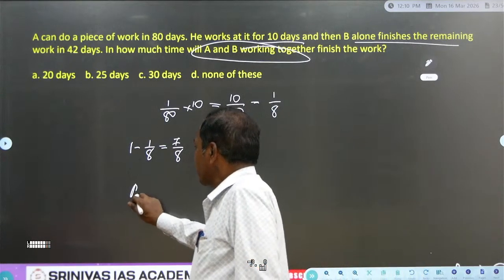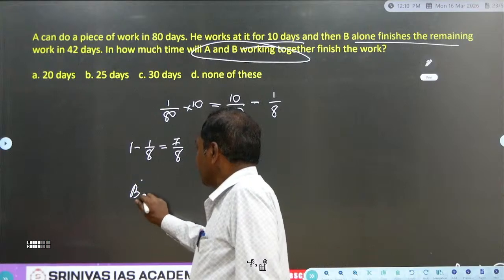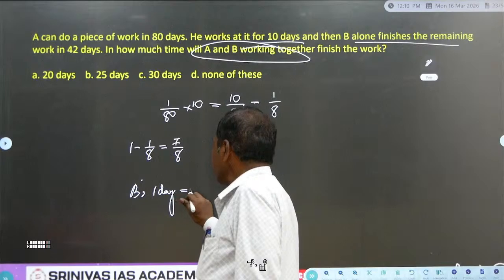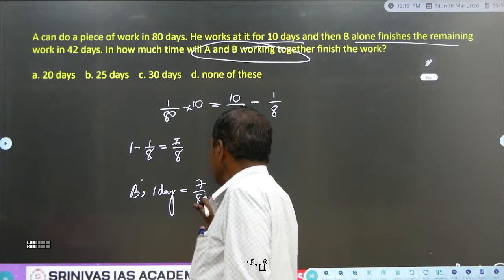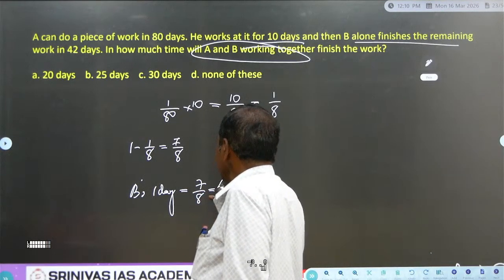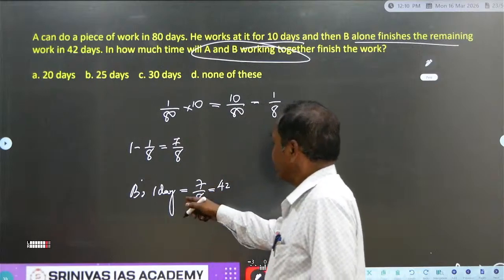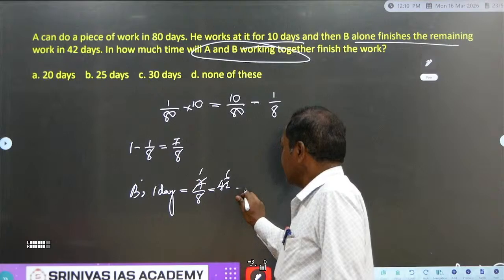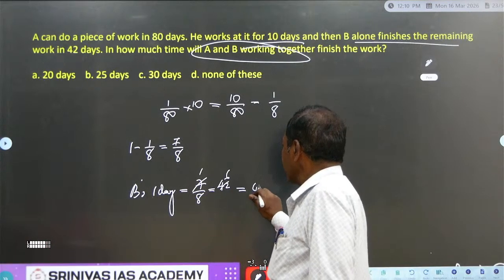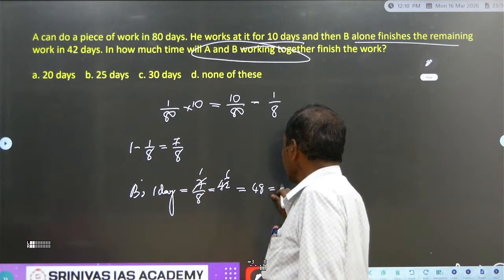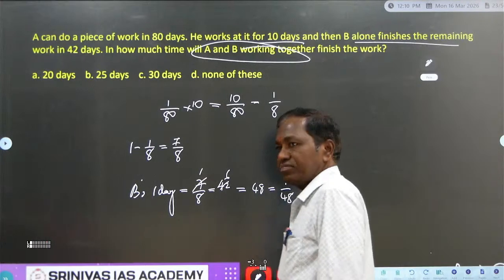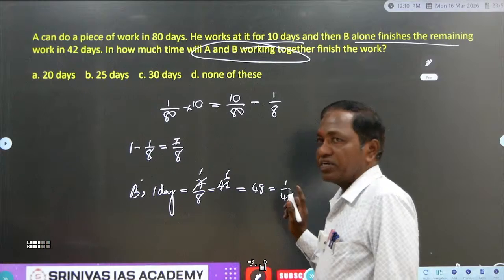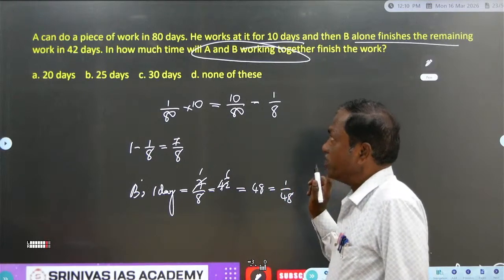See, B's 1 day work is what? 7/8 equals 42 days, and 7 sixes are 42, so you can finish it like that. It means 1 day work is 1/48. The same work will be completed by B in 48 days. B's 1 day work is 1/48.